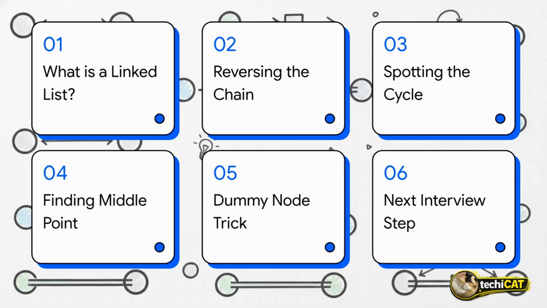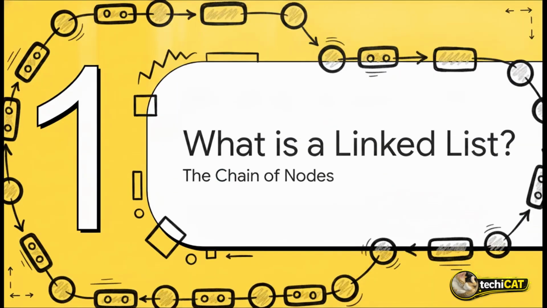First, what is a linked list? Second, reversing the chain. Third, spotting the cycle. Fourth, finding the middle point. Fifth, the dummy node trick. And finally, number 6, your next interview step. Let's dive right in.